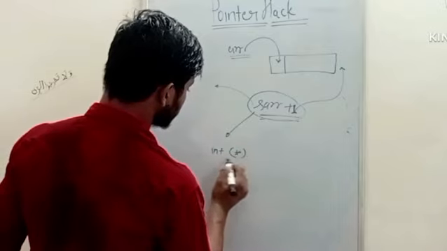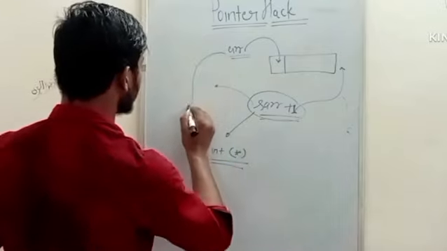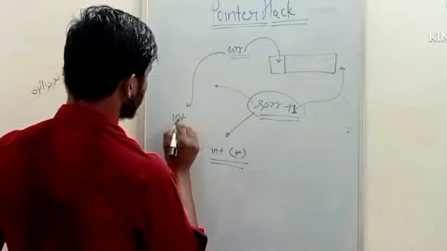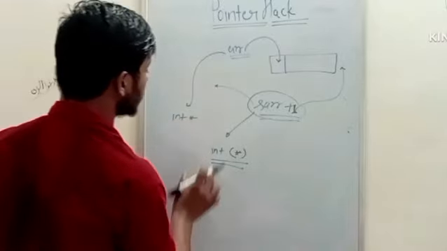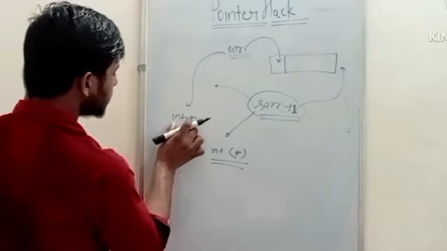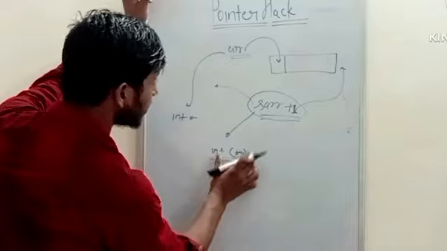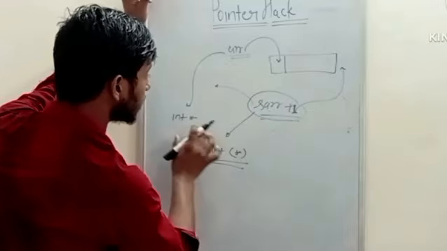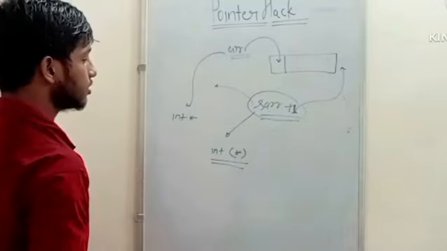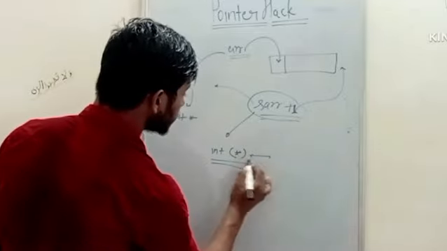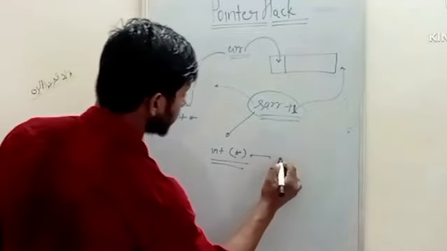but the type of this is int star. Both are different. Why? Because one is the pointer to an element of the array, but the other is the pointer to an array, and we cannot subtract them.